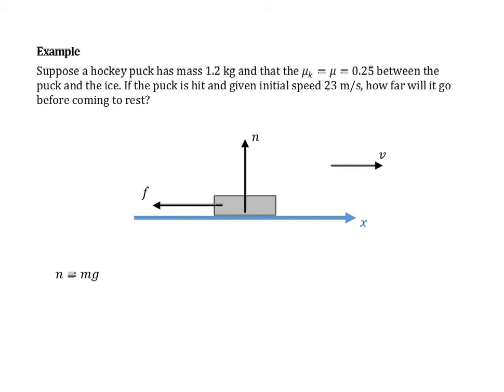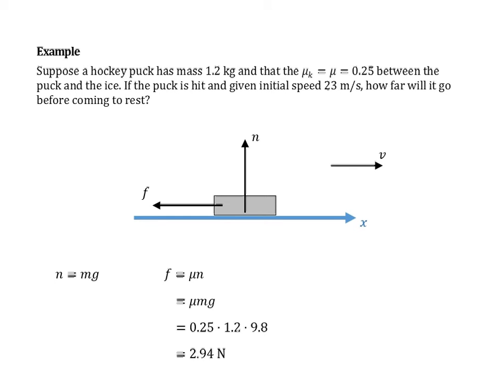Now, calculate the friction force itself. We know that the friction force is proportional to the normal force in magnitude. The friction force equals mu, the coefficient of kinetic friction, not writing a subscript in this case, times the normal force. And then we know that we can replace the normal force with mg, the weight of the puck, and plug in the values. So mu is 0.25, m is 1.2 kilograms, g, our old friend, 9.8 meters per second squared. So we get the strength of the friction force is about 2.94 newtons.